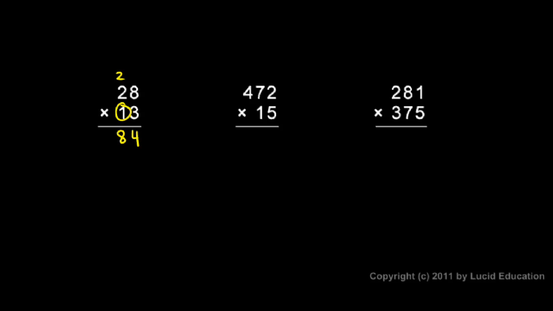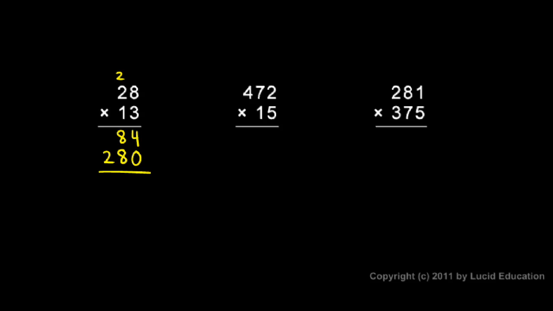Now we're going to multiply the 1 times the 8, and then the 1 times the 2. And we need a 0 here, because our 1 here is in the tens column. We just need a placeholder right there so that our first answer goes down here in the tens column. 1 times 8 is 8. And then 1 times 2 is 2.